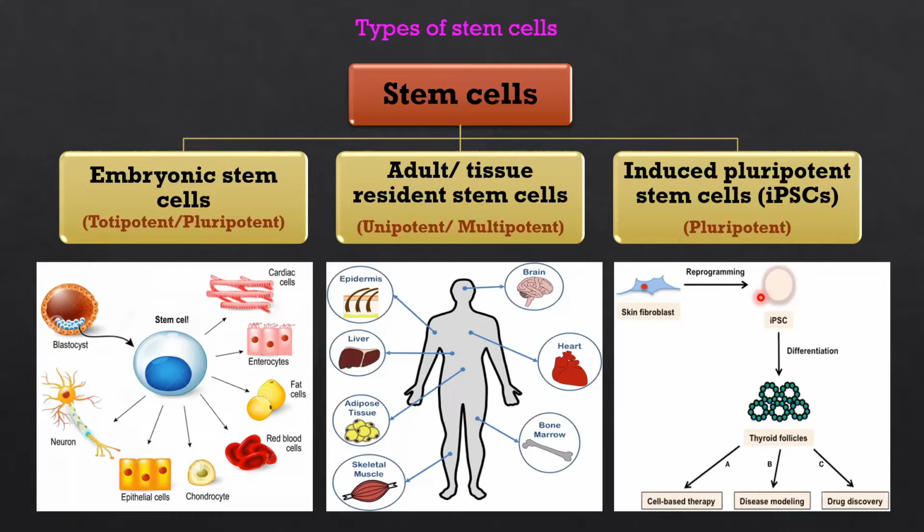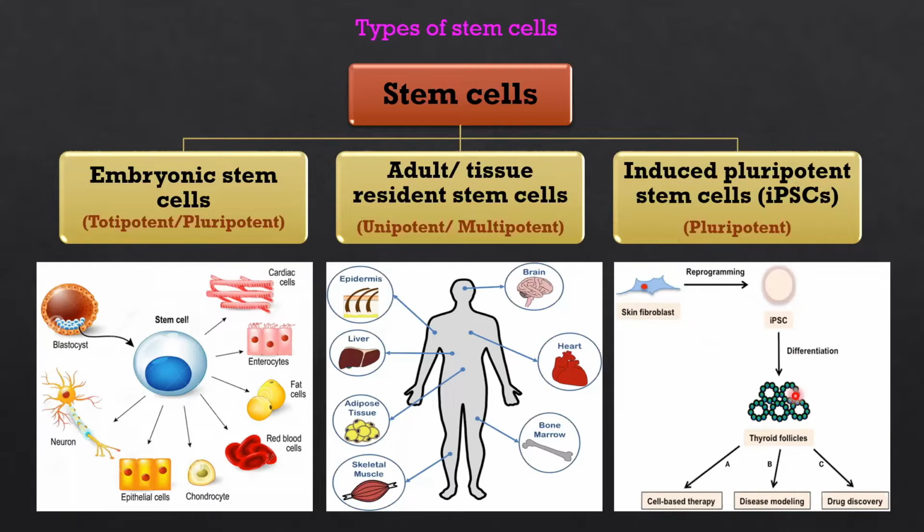So that's why we call these cells pluripotent cells. So that's what the image beautifully says. The skin fibroblasts, you reprogram them using the 4 factors. Then comes the iPSC. You can differentiate them. So this is being used for cellular therapies, disease modeling, as well as drug discovery.